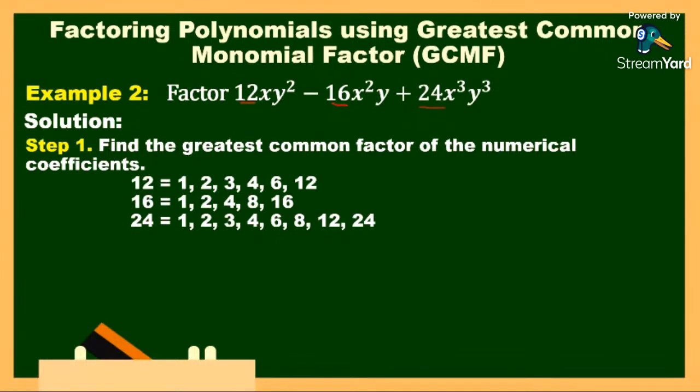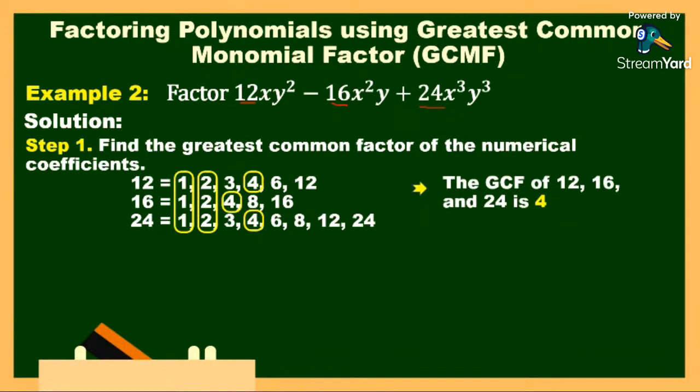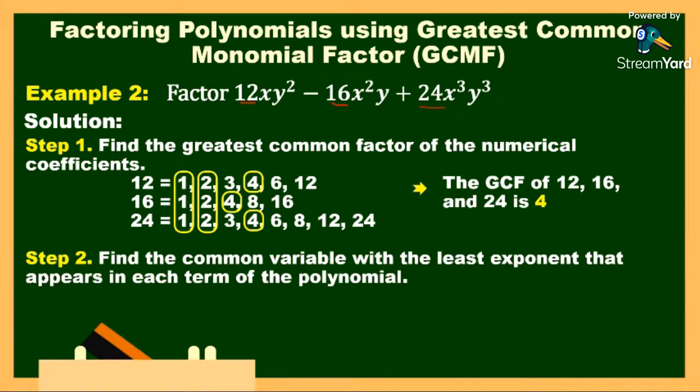Ngayon, hanapin natin ang kanilang mga common factors. Meron tayong 1, 2, and 4. At dahil ang hinahanap natin ay ang GCF o yung pinakamataas na common factor, the GCF of 12, 16, and 24 is 4. In step 2, find the common variable with the least exponent that appears in each term of the polynomial. So, hanapin daw natin yung common na variable na merong pinakamababang exponent. So, the common variable with the least exponent is xy.